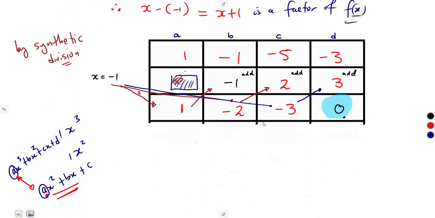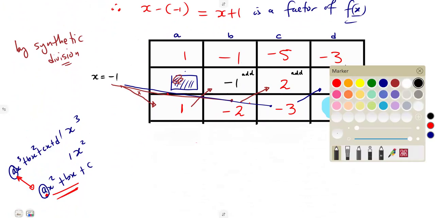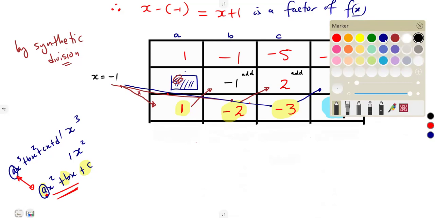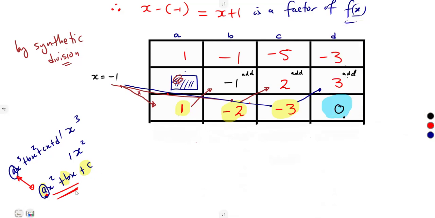So what is this presentation that I'm seeing in this box? It follows that these terms that we have here, 1, -2, -3, in this last row, they represent A, B, C of the quadratic expression. It means A of the quadratic expression is 1, so it's supposed to be 1x squared. Our B is -2, so that's -2x. Our C is what? Our C is -3.